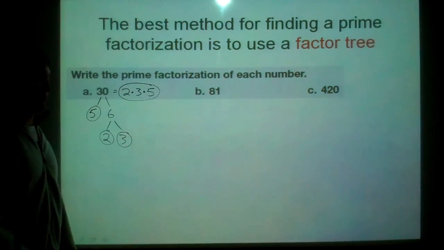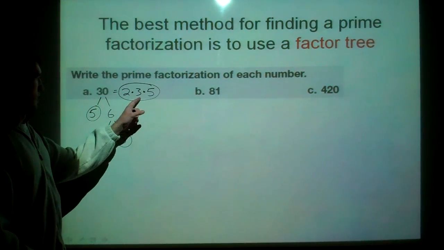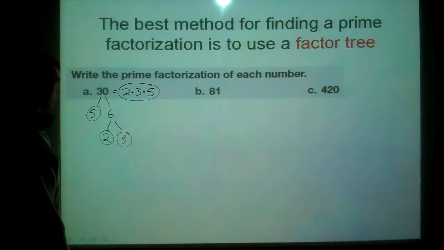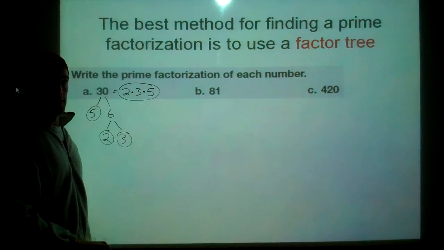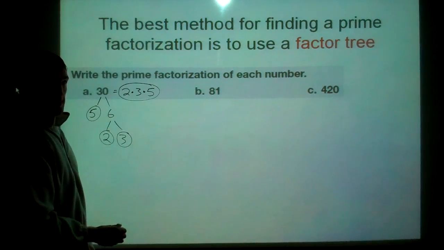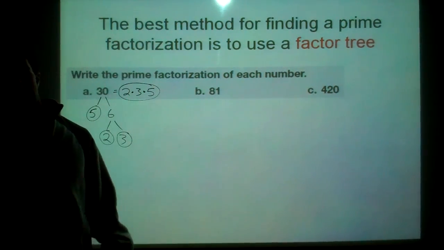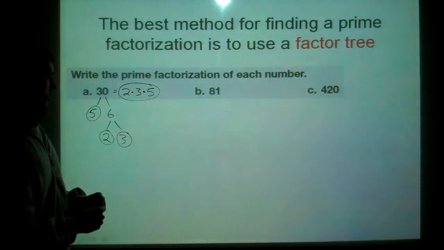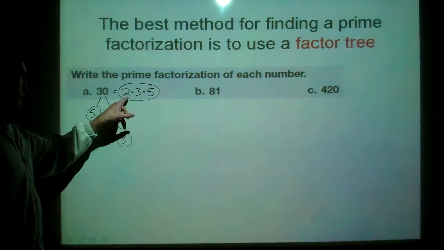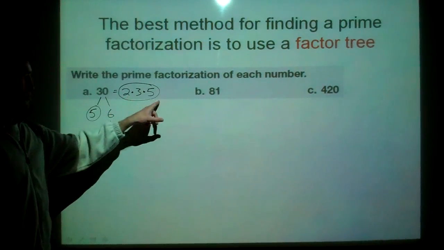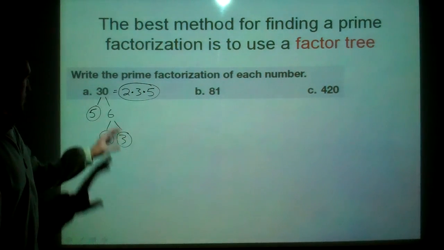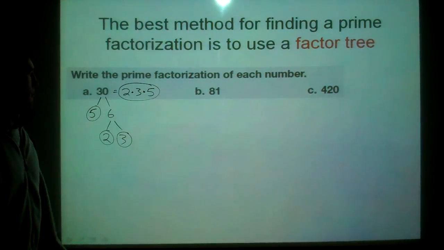If you went ahead and did this, you could go 2 times 3 would be 6, times 5 would be 30. You could skip around if you wanted. 2 times 5 is 10, times 3, 30. 3 times 5 is 15, times 2, 30. It doesn't matter which order you do it. The one thing I will say though is when you write the prime factorization, you want to start with your smallest prime number and go up to your largest prime number. So they're all going to follow in order. You always want to start with 2's if you have them.